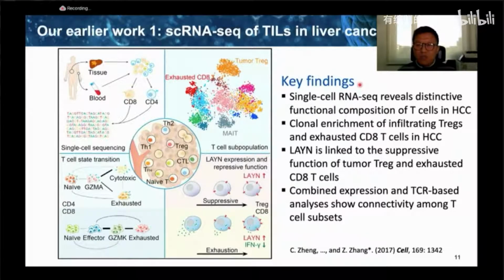So we started by sorting out different types of CD4 and CD8 cells from liver cancer patients and applied the SmartSeq2 technology. We found that tumor infiltrating T cells possess characteristics that are distinct from T cells from either blood or adjacent normal tissue. We also used a combined expression and TCR-based analysis to show the developmental connection among T cell subsets. So this is liver cancer.